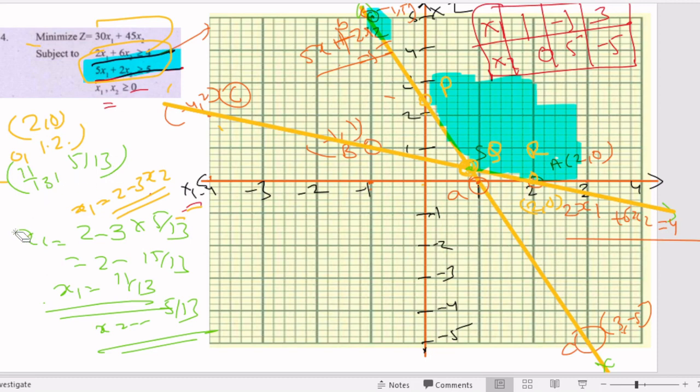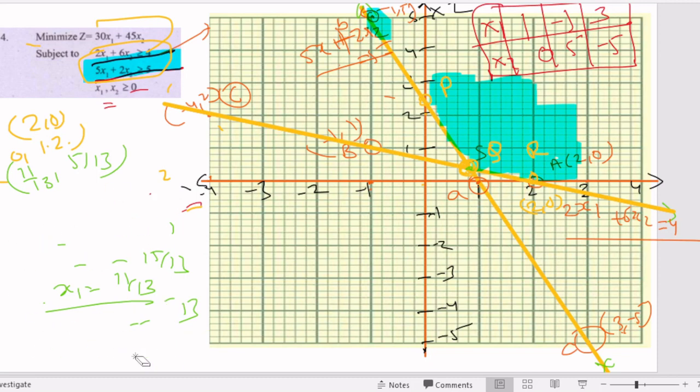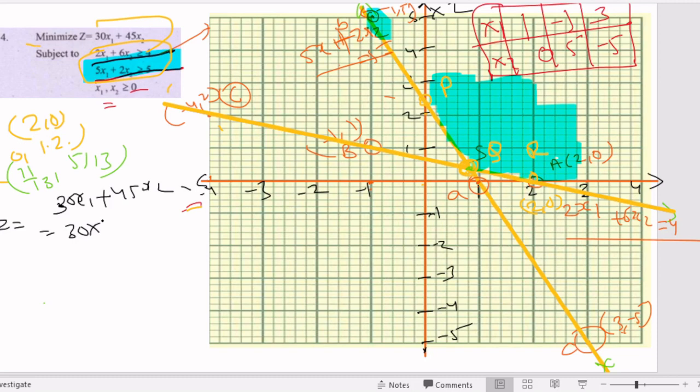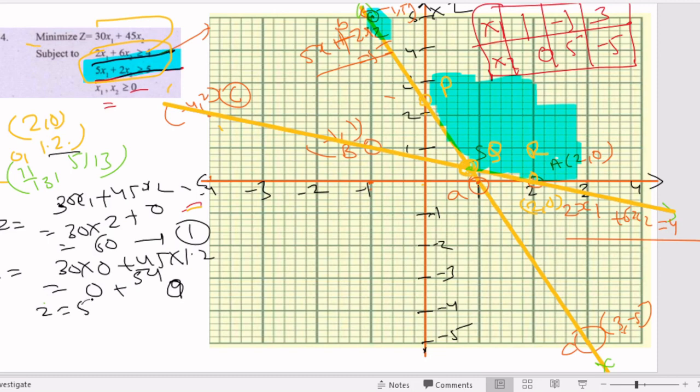Now move further. Final phase. What is the final phase? To get the minimum value of z. So at what point can it be minimum? You need to solve it. How to solve? At each point substitute. So z is equal to 30x1 plus 45x2. Let's substitute. At the first point x1 is 2 and x2 is 0, so z is 60. Second, x2 is 1 by 2 and x1 is 0. Let's substitute, 30 into 0 and 40 into 1 by 2, so z is equal to 54.